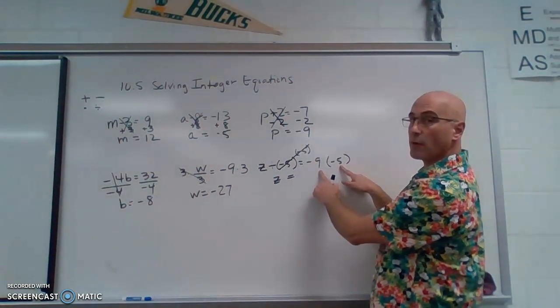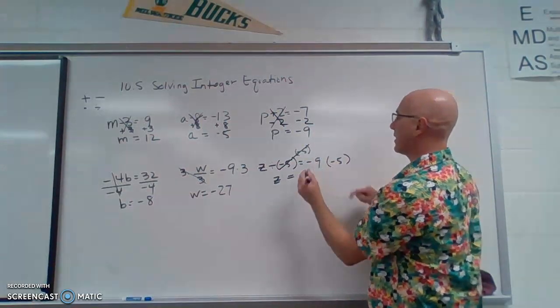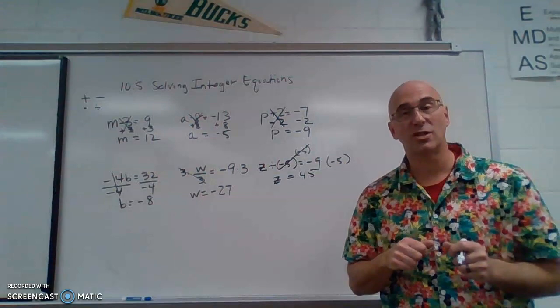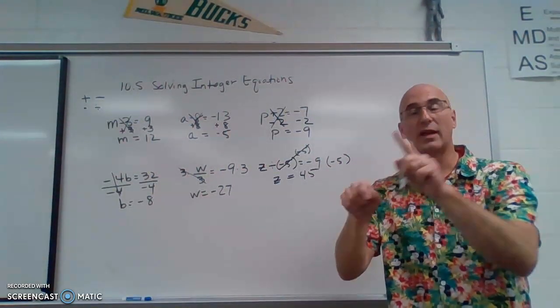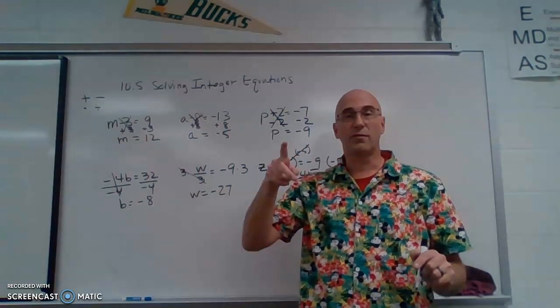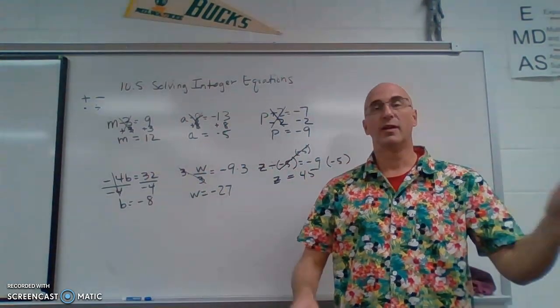9 times 5 is 45. Two negatives equal a positive. Or multiplication. Remember, multiplication and division. Two negatives equal a positive. Two positives equal a positive. One of each is a negative. Now go practice.